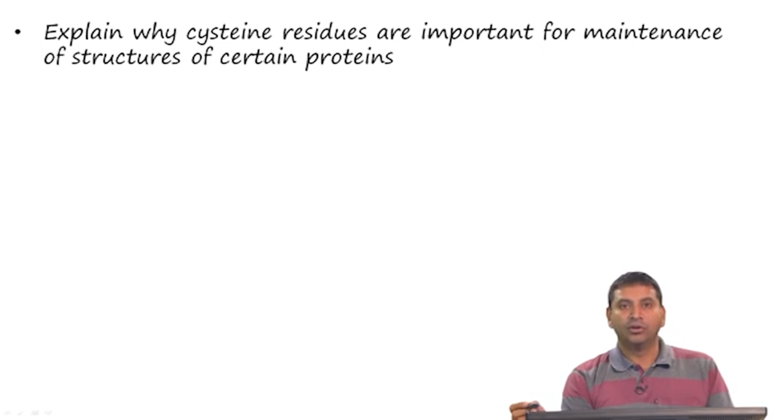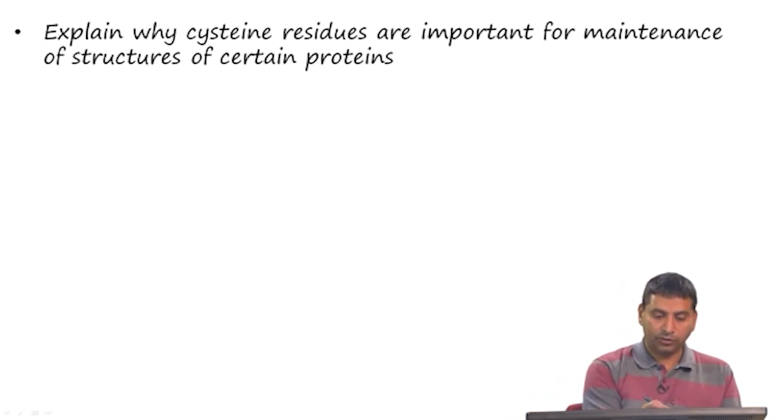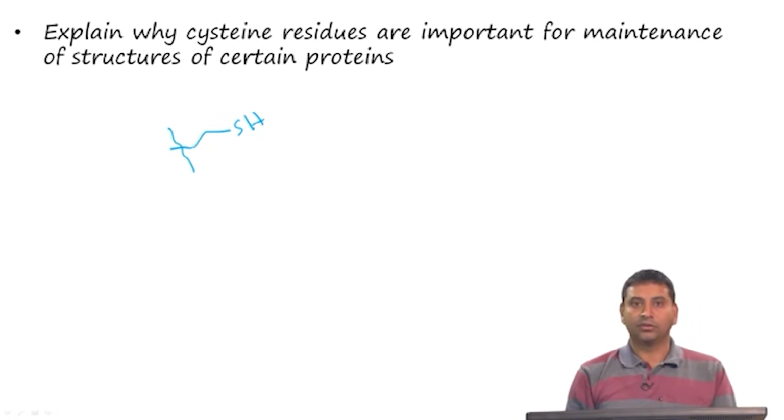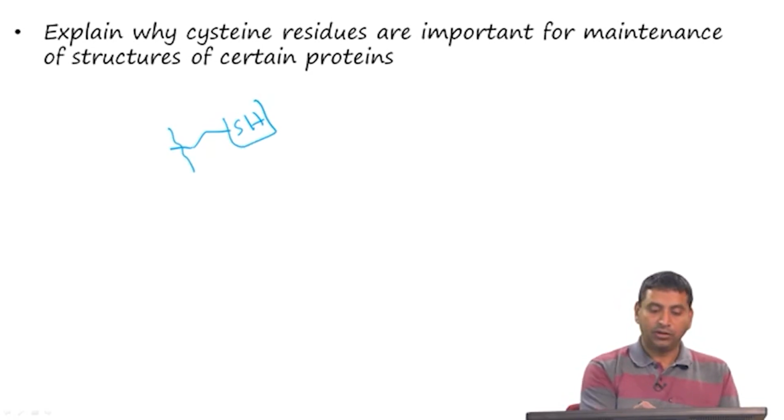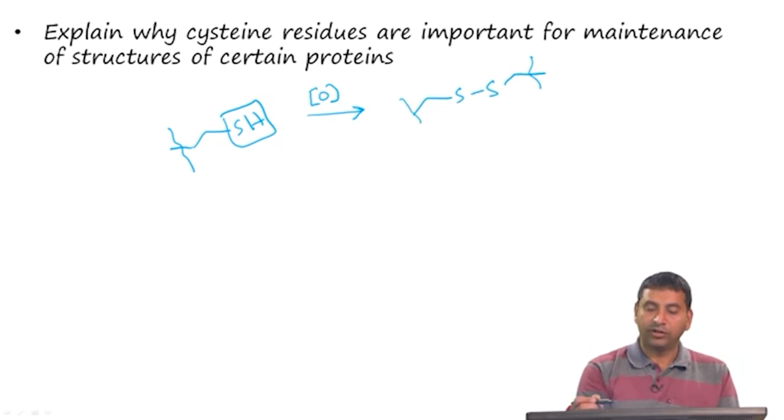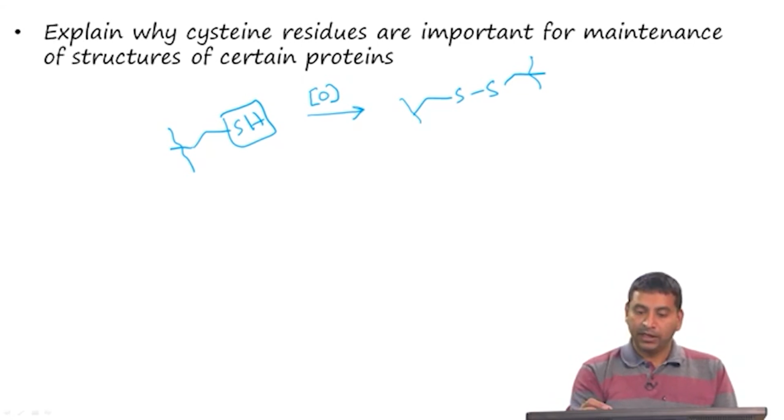The next question is, explain why cysteine residues are important for maintenance of structures of certain proteins. In order to address this question, let us first look at the structure of cysteine. Cysteine has a thiol group in it, which is shown here, and this thiol is very important because it is one of the residues which can undergo a covalent modification. So, you have a potential covalent bond that can be formed, and as we already know, covalent bonds are extremely strong and are difficult to break.